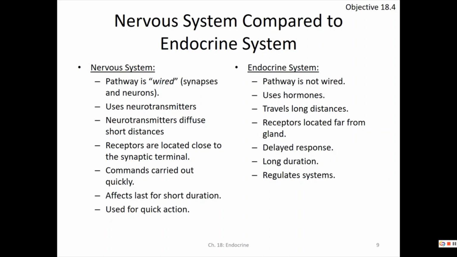Now, let's step back. The nervous system allows me to do things that I need to do very quickly. Let's say I need to jump out of the way of a speeding bus. Nervous system. Endocrine system, if you want to go through puberty. Puberty took a long time. The nervous system is somewhat, we say, wired. It uses neurons and synapses. The endocrine system is not wired. You've got glands. The nervous system uses neurotransmitters, whereas endocrine uses hormones.